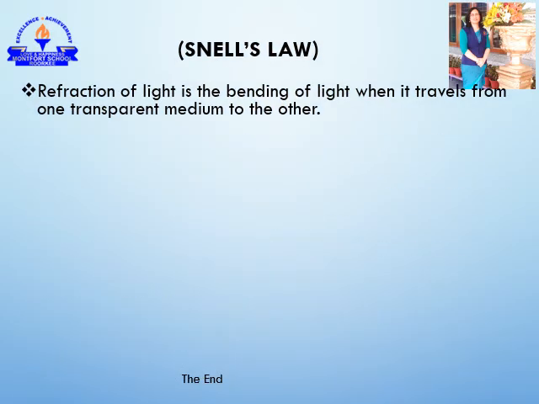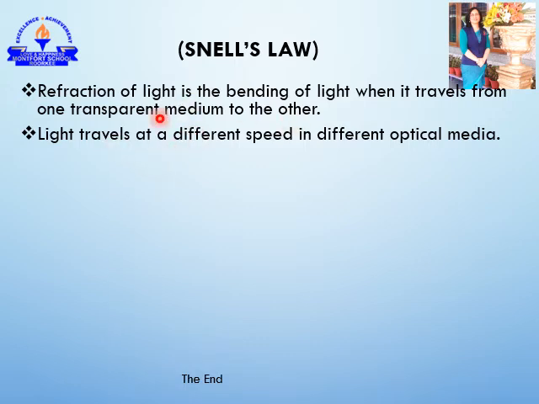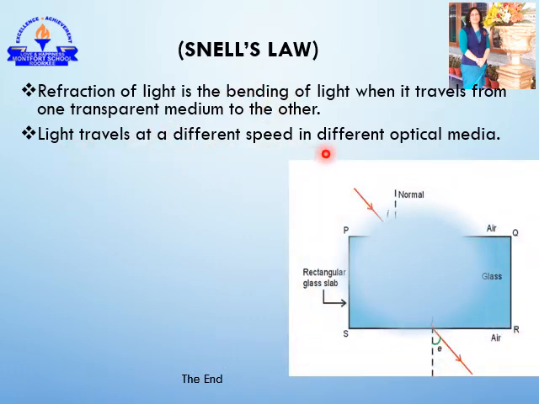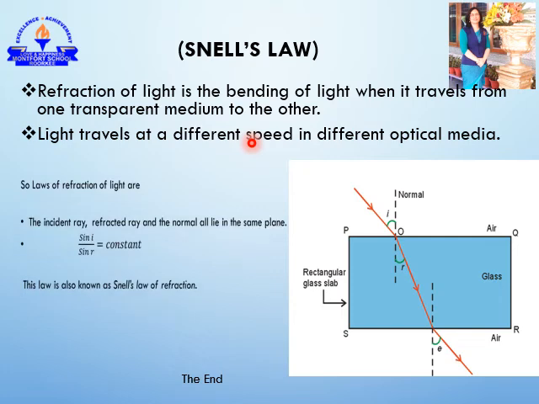Now we know that refraction of light is the bending of light when it travels from one medium to another medium. Now why does this happen? Why does light bend? The answer is that light travels at different speeds in different optical media. So light travels with a different speed in air, a different speed in glass, and a different speed in water. Therefore, the bending of light takes place. Now, let us start with Snell's laws. There are two laws given by Snell.